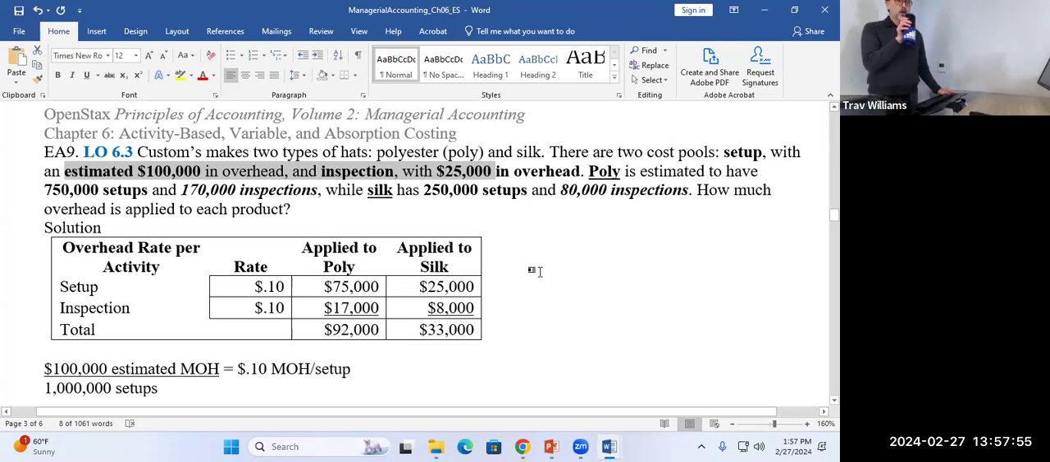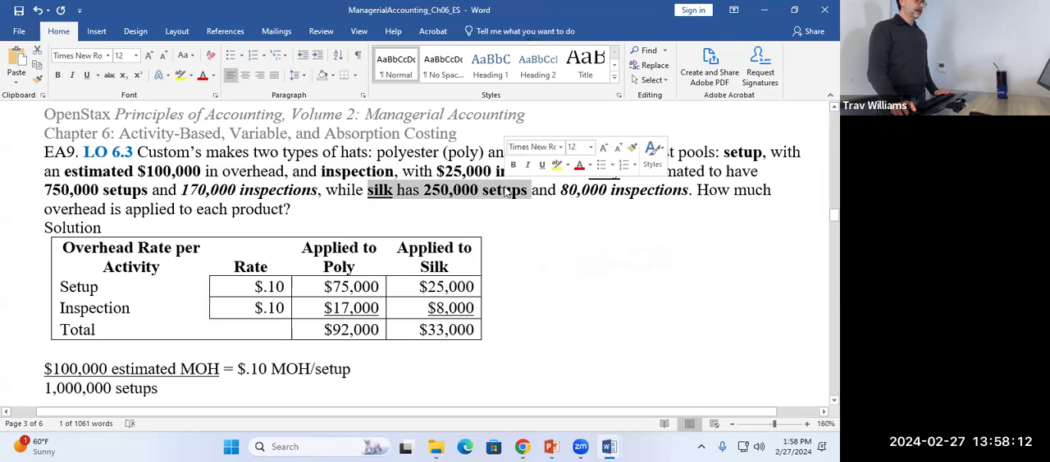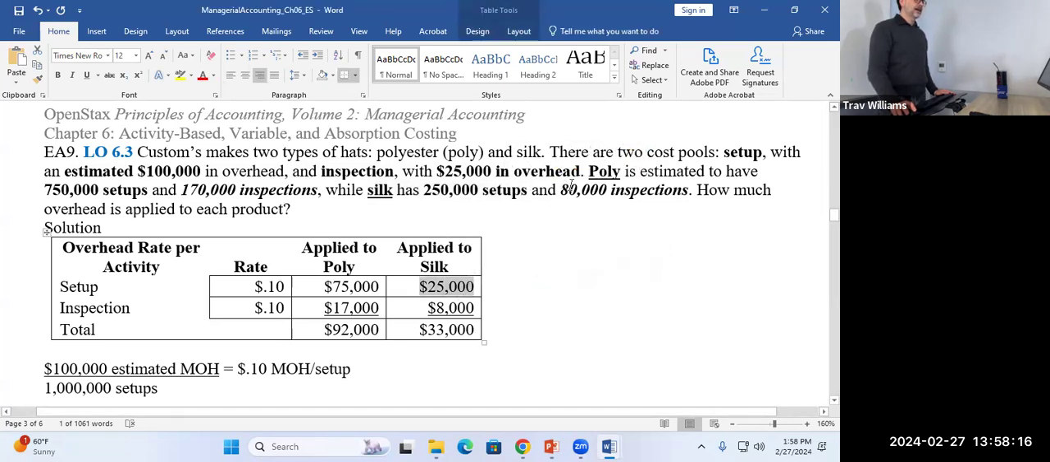Yeah, Hira. For the Silk, how did you get it down to 25,000? For which one? For the Silk, 25,000. Yep, okay, so Silk had 250,000 setups, and we multiply that 250,000 by 10 cents per setup. And then they had 80,000 inspections, and we multiply that by 10 cents per inspection. And then we just add those together.